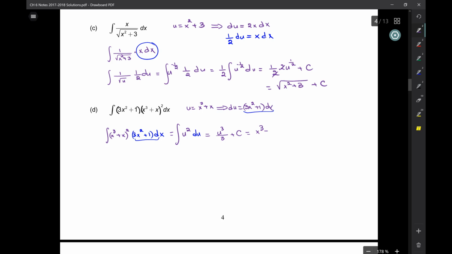So x cubed plus x, cubed over 3 plus c. And there's no need to distribute. Just leave it. Distributing it, no, we don't do that.